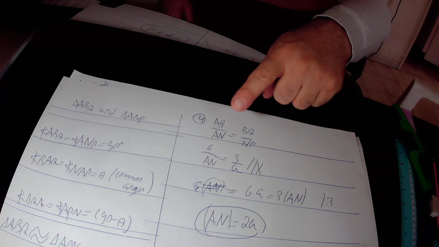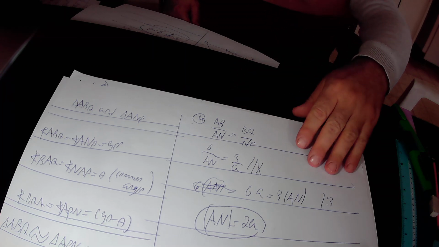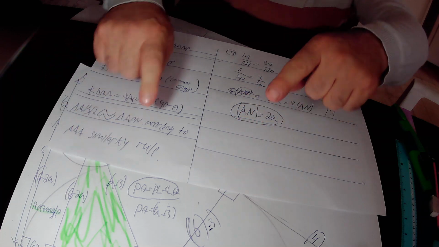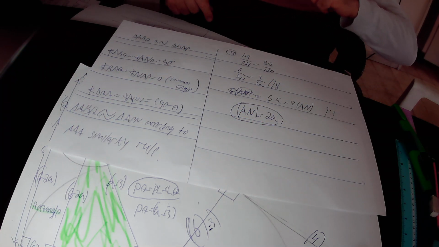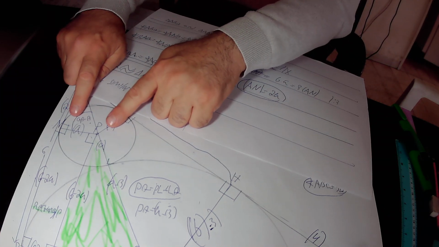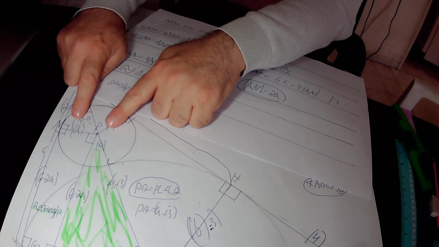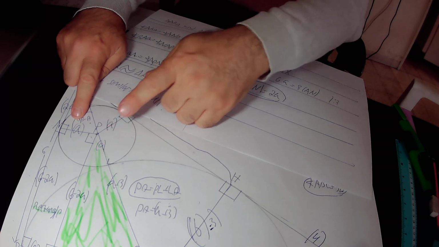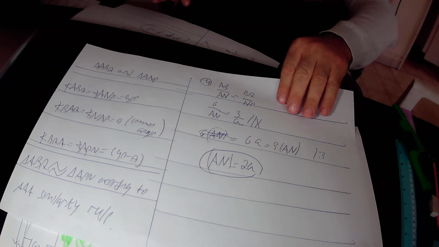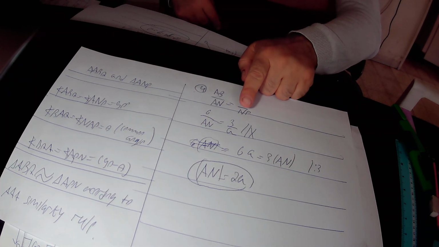AB is 6, AN is the missing side, so we leave it as it is. BQ is the radius of the big semicircle, that is 3. And NP equals a, the radius that we are looking for in this question, the radius of the small circle. So we found out that 6 over AN equals 3 over a.